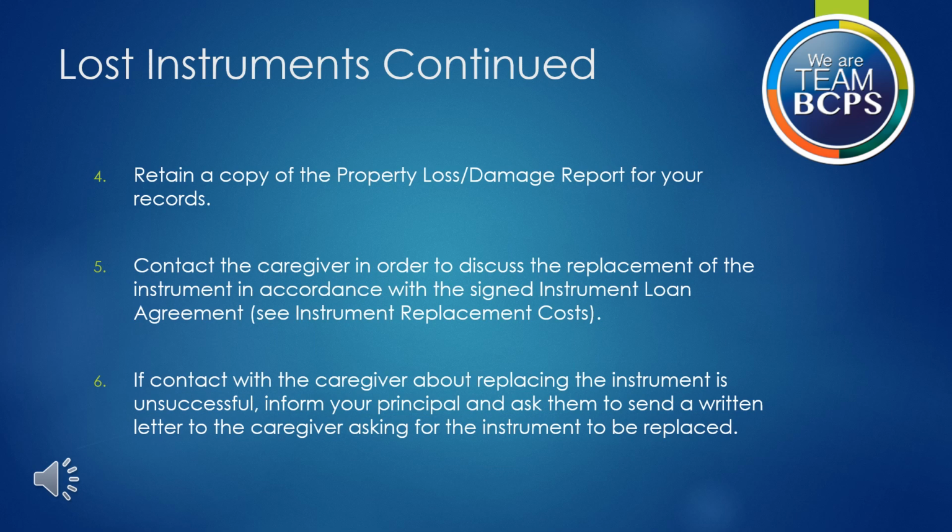Next, contact the caregiver in order to discuss replacement of the instrument in accordance with the signed instrument loan agreement. See the instrument replacement costs in the Policies and Procedures Manual. If contact with the caregiver about replacing the instrument is unsuccessful, inform your principal and ask them to send a written letter to the caregiver asking for the instrument to be replaced. A sample letter is located in the BCPS Music Teachers group under Inventory.